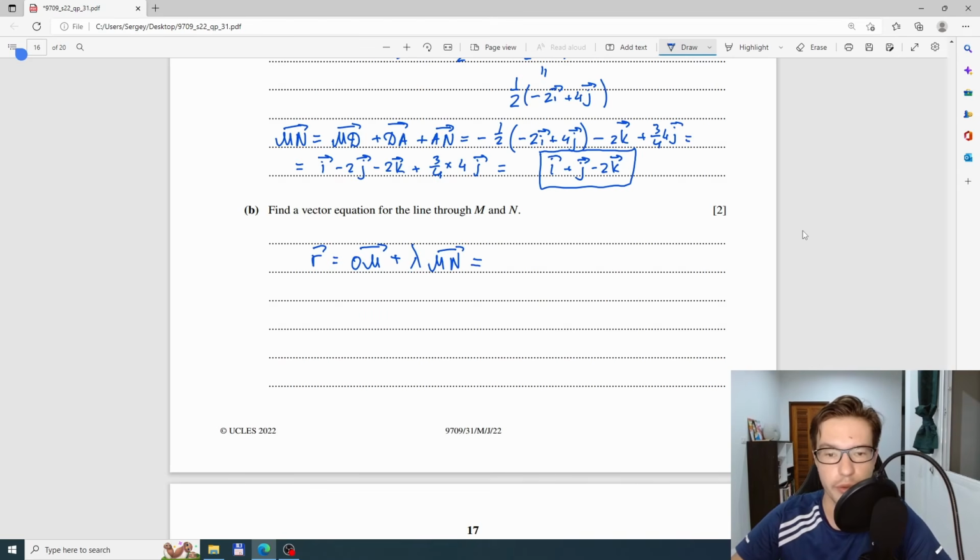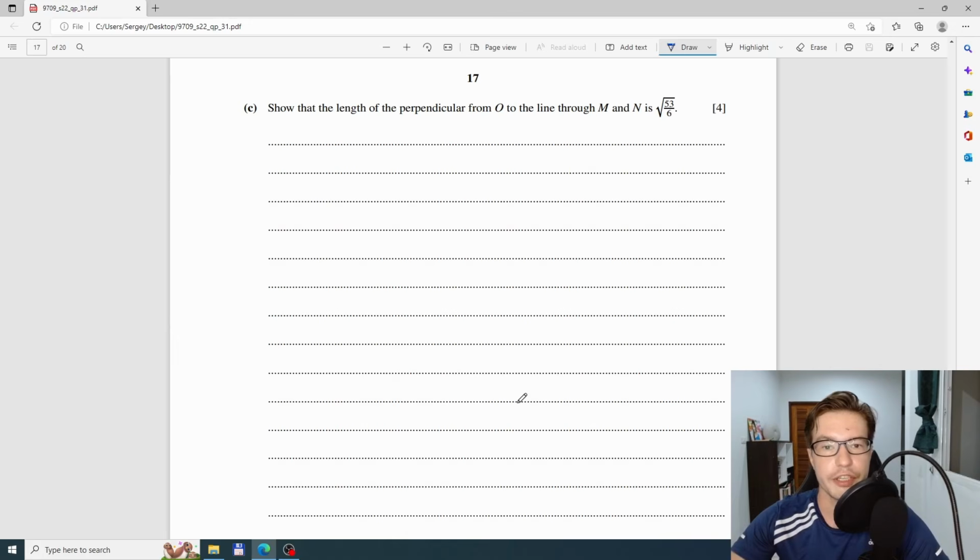And we already know two vectors, OM and MN. I'm going to write it as (1, 2, 2 plus lambda), and vector MN is (1, 1, minus 2). That's it. Okay, next question is to find the length of the perpendicular. And whenever we have a question about something perpendicular and vectors, that immediately brings us to the dot product.